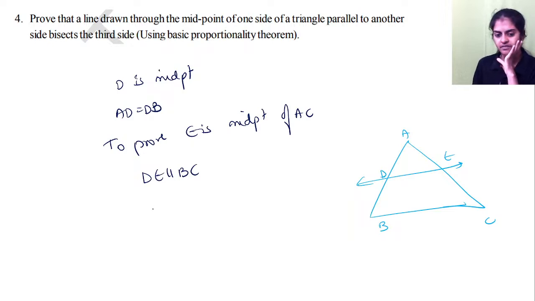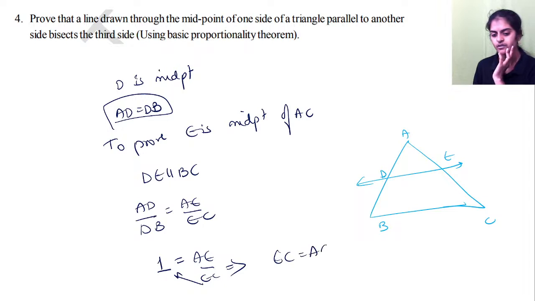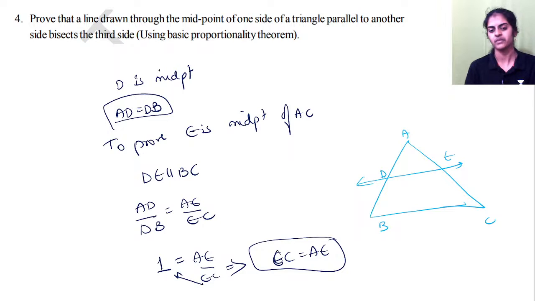Understood. So if DE is parallel to BC, I write AD by DB is equal to AE by EC using the basic proportionality theorem. But AD equals DB, so AD by DB equals 1, equals AE by EC. Transposing EC to the other side, I get EC equals AE. Understood, people?